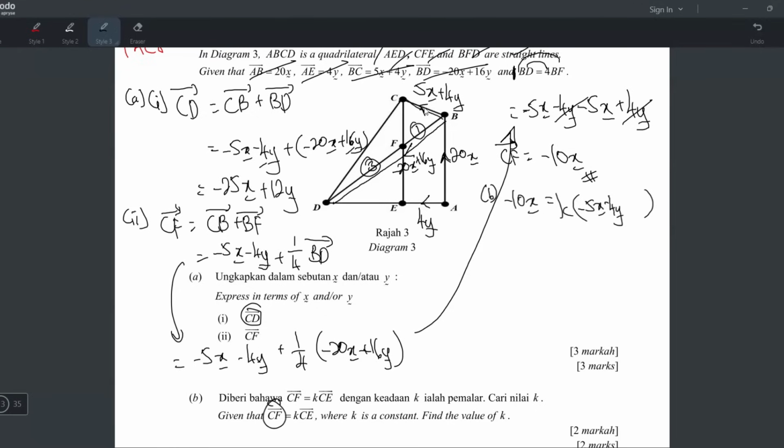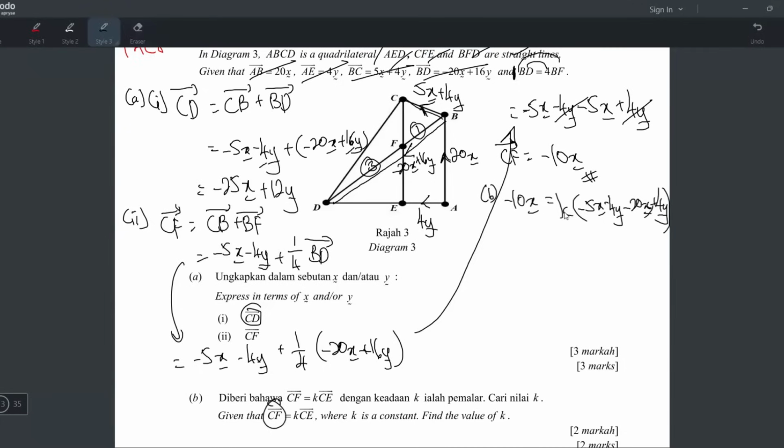Ya, kena tukar tanda sebab dia punya arrow going up. Now I'm trying to go down. Yeah, I'm going the opposite way. So it becomes CB tambah dengan BA, and I'm going the opposite way also, so kena tukar tanda, minus 20x. And then the last one plus 4y lah. Okay, so I'll just write here plus 4y.